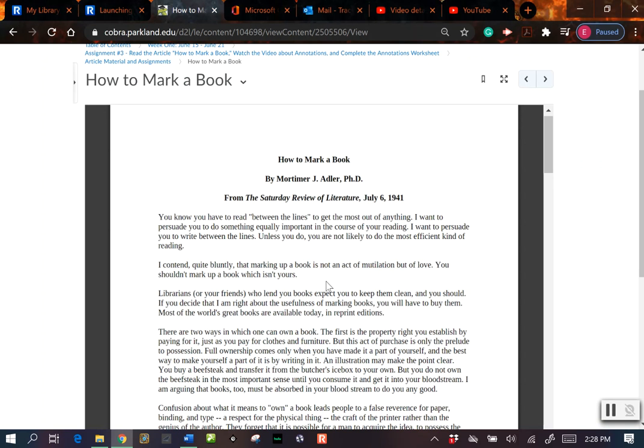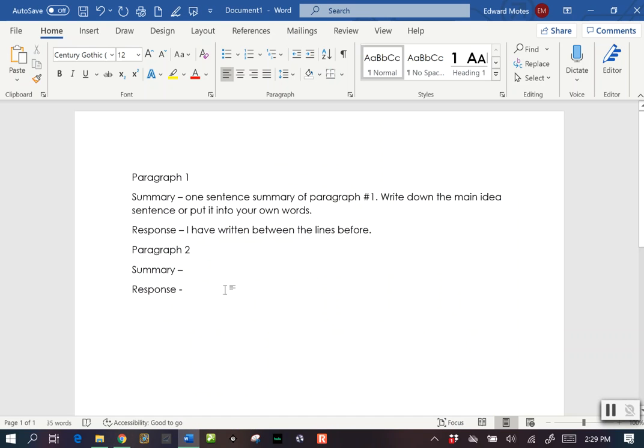So paragraph number 2. I contend quite bluntly that marking up a book is not an act of mutilation, but of love. You shouldn't mark up a book which isn't yours. So here, a summary in our own words. To mark up a book is to love it. Okay? Maybe your response is never thought of this before. Okay? And then go on to paragraph number 3.